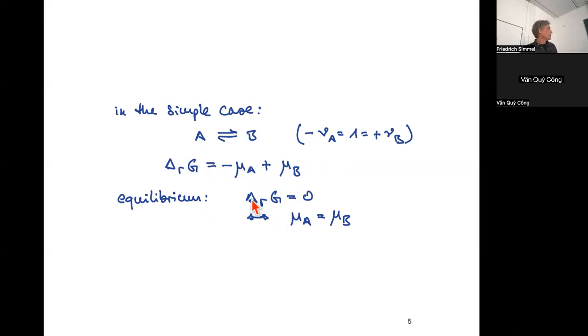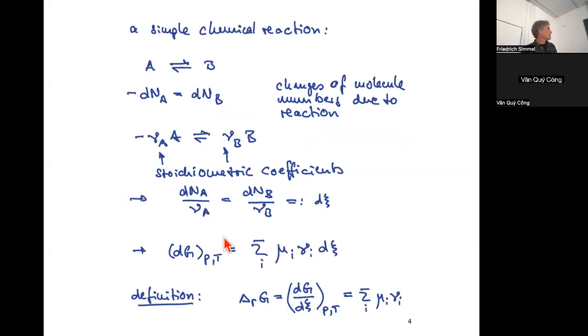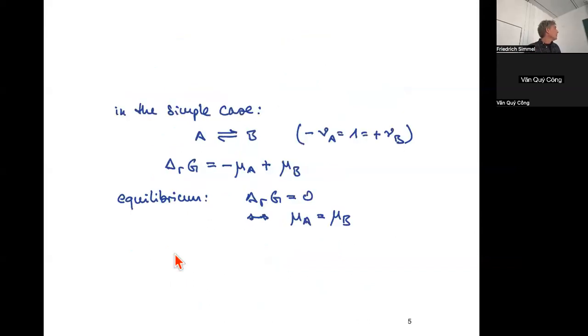And therefore, the chemical equilibrium state, and of course, you can also go back and say that this corresponds to dG equals 0. But if the dG is 0, this is kind of at a minimum. Therefore, the equilibrium condition for a chemical reaction simply is that the chemical potentials of all your reactants must be the same. So this is what's written here.